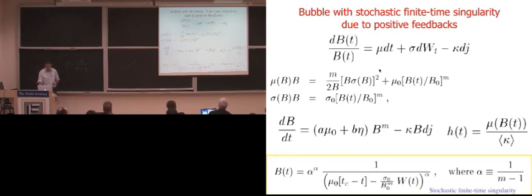It turns out that you can solve this model analytically with simple Ito calculus, and you find that the corresponding price is simply the inverse of a drifting random walk with a certain exponent, which is related to this exponent m capturing a positive feedback.